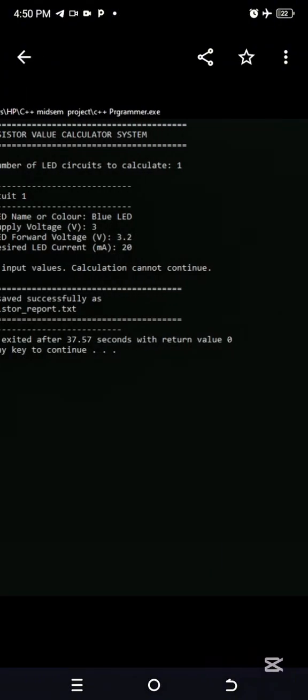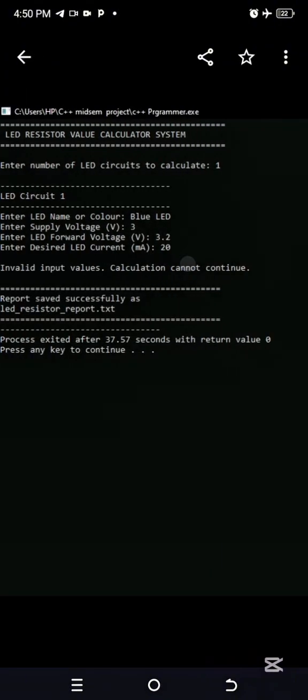Now to the blue LED. We have our supply voltage to be 3 volts, the LED forward voltage to be 3.2 volts, and the desired LED current to be 20. The result is invalid input values. Calculation cannot continue. This is because the supply voltage is less than the LED forward voltage. Hence, the calculation cannot continue.